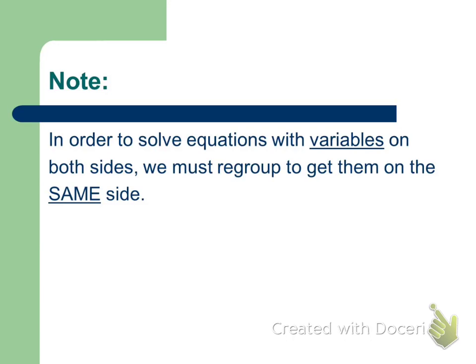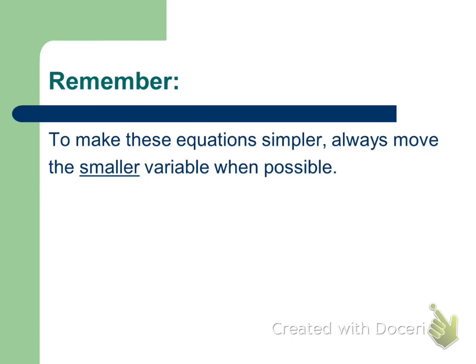In order to solve equations with variables on both sides, we must regroup to get them on the same side. So we need all of our variables to be on the same side together. Okay? Remember, to make these equations simpler, always move the smaller variable when possible. This isn't a requirement, it's just meant to help make it easier for you.